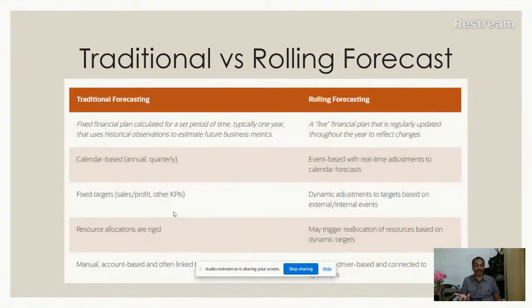Coming to the forecast, in the traditional organization, a fixed financial plan is calculated for a set period of time, typically 1 year, that uses historical observation to estimate future business metrics. Whereas the rolling forecast, which is used in IBP, is a live financial plan that is regularly updated throughout the year to reflect change. So you see some dramatic change in the way in which the organization is operating. When they sense there is some business opportunity, they are able to stretch their budget, which is not possible in the traditional organization. And traditional forecasting is calendar based, which means it could be annual or quarterly, whereas the rolling forecast could be event based with real time adjustment. So there are significant changes compared to traditional S&OP and IBP.